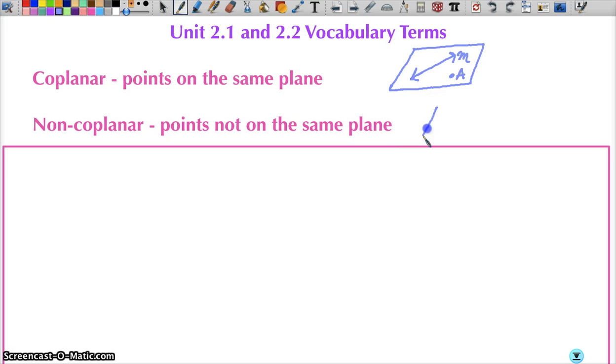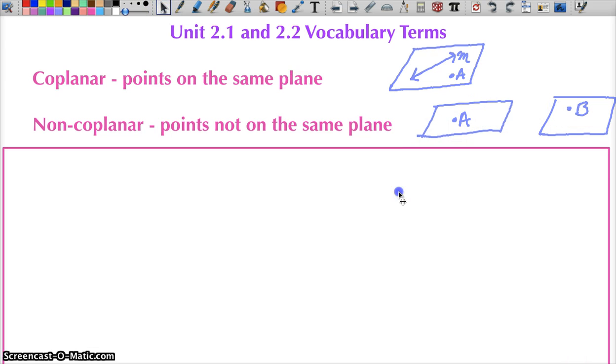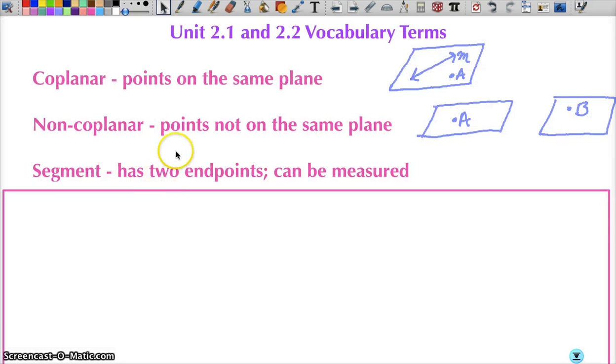So if I drew one plane and then I draw another one over here, and I put point A and I put point B, these are not on the same plane, and so you would call them non-coplanar. All right, segment. A segment has 2 endpoints, and a segment you can actually measure. So a segment would be something like this, connecting the points, let's say X and Y. Okay, so no arrows, just the 2 endpoints.